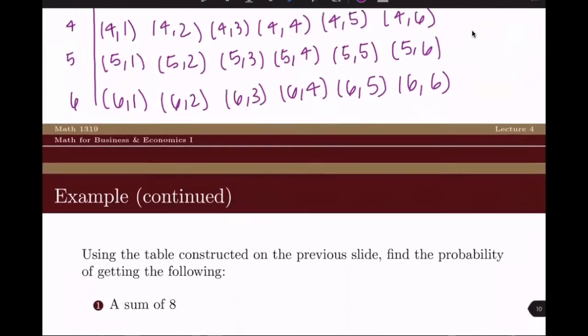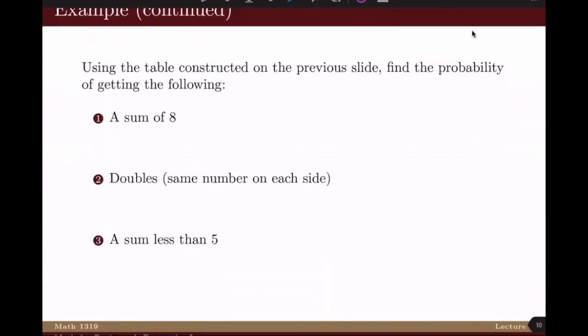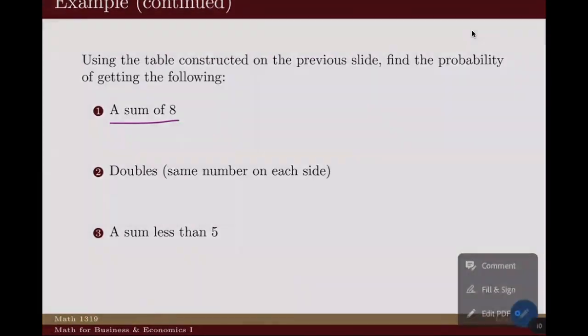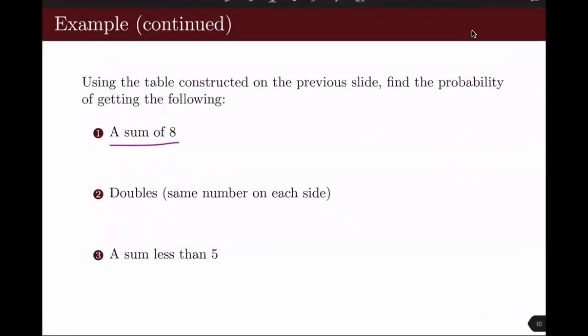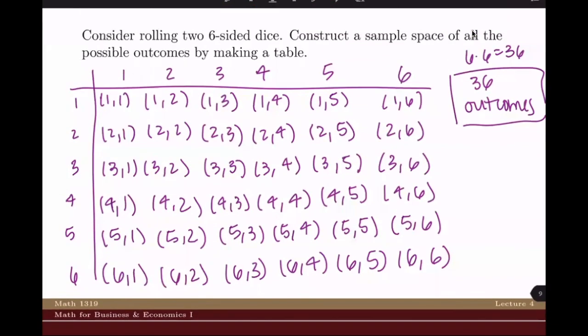Let's answer some following questions. So we want to figure out the probability of getting any of the following. First is going to be a sum of 8. So if we scroll back up, we want to look at all of the possible options where we will get a sum of 8 when we add the two numbers together from rolling the die.